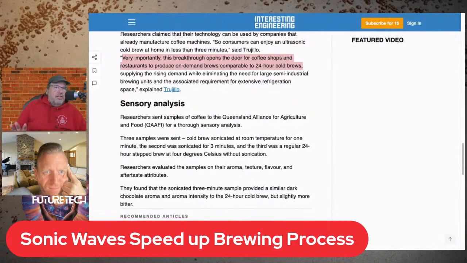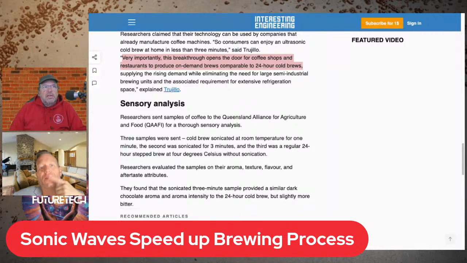The research evaluated the aroma, texture, flavor, aftertaste, and other attributes. They found that the 3-minute sample provided a similar dark chocolate aroma and aroma intensity to the 24-hour cold brew, but slightly more bitter. So I'm a little concerned that it doesn't say it tasted better.